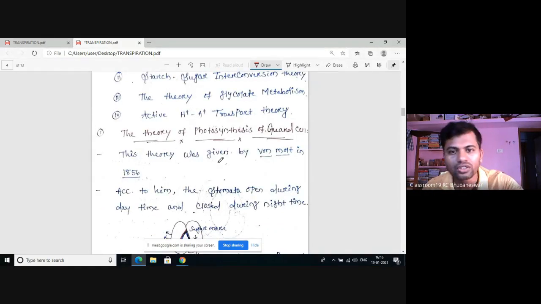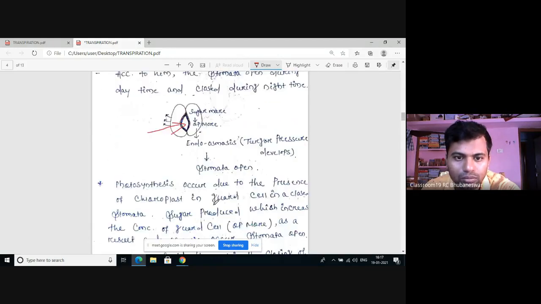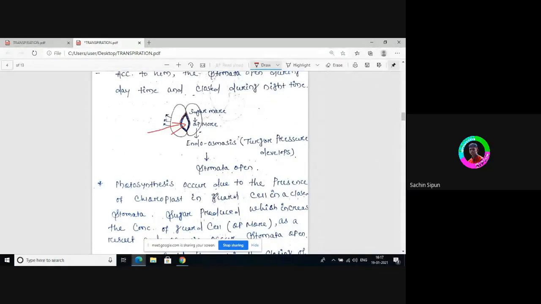The theory of photosynthesis of guard cell was given by von Mohl in the year 1856. According to von Mohl, during the daytime, photosynthesis occurs inside the guard cell. Due to photosynthesis, sugar is made that raises the OP of the guard cell. So water from the subsidiary cell now enters into the guard cell, which increases the turgor pressure. The stomata become open. Got this point?